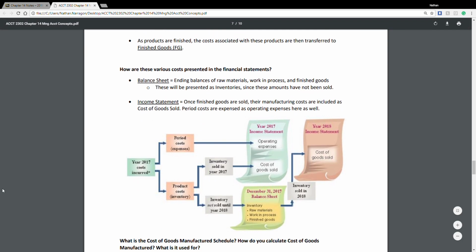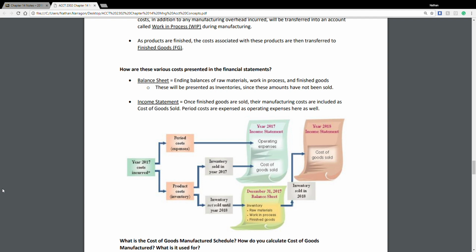Then you got your income statement. Again, once the finished goods are sold, we get to expense the manufacturing costs as cost of goods sold. Period costs are of course expensed as operating expenses. So we don't really have to hold on to period costs. We only hold on to the cost to actually build the product, to make the finished good. Once we sell it, then we get to use the cost of goods. We basically recognize the expense that's related to the sale of that good.